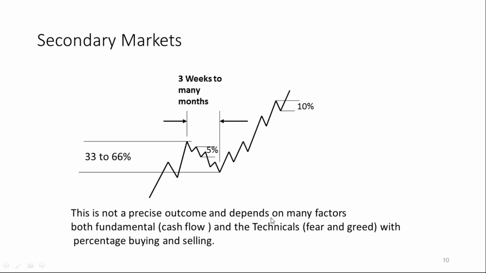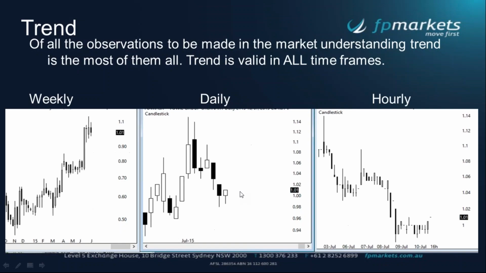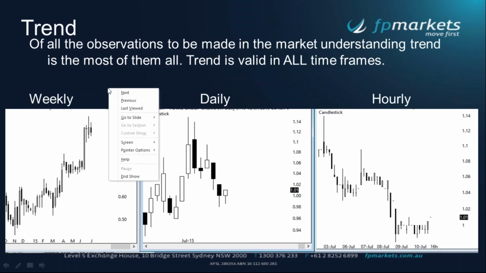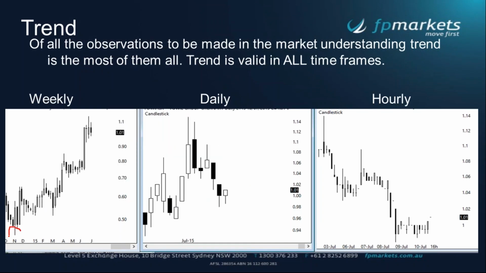So it's not a precise outcome and does depend on many factors, and we'll go into that in just a moment. This little example here, we have three charts of the same thing. On the left is a weekly chart, and I'll just get my little pointer out, there's been a low area down here, market moves into a high, comes in to make a higher low and makes a higher high. So we have this action of trend.